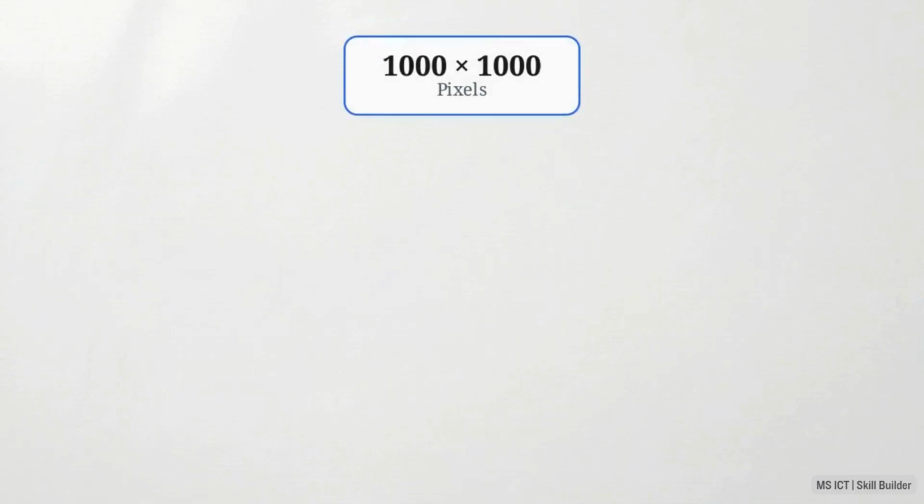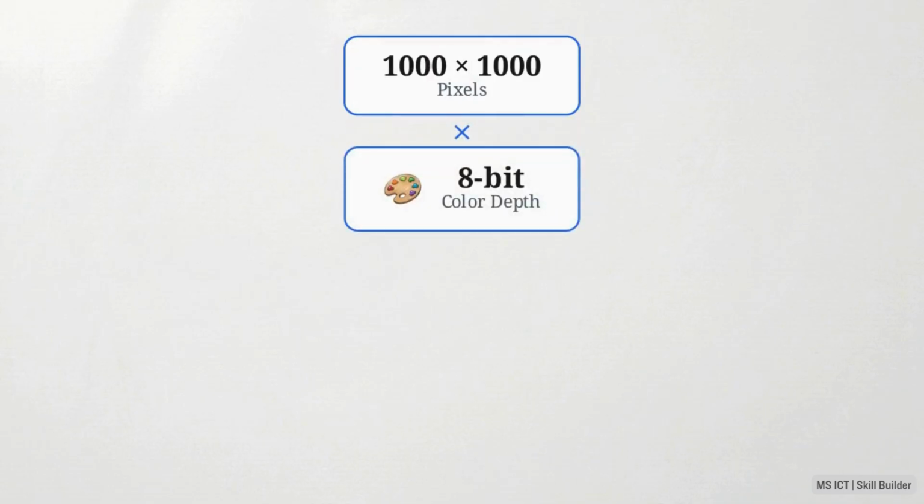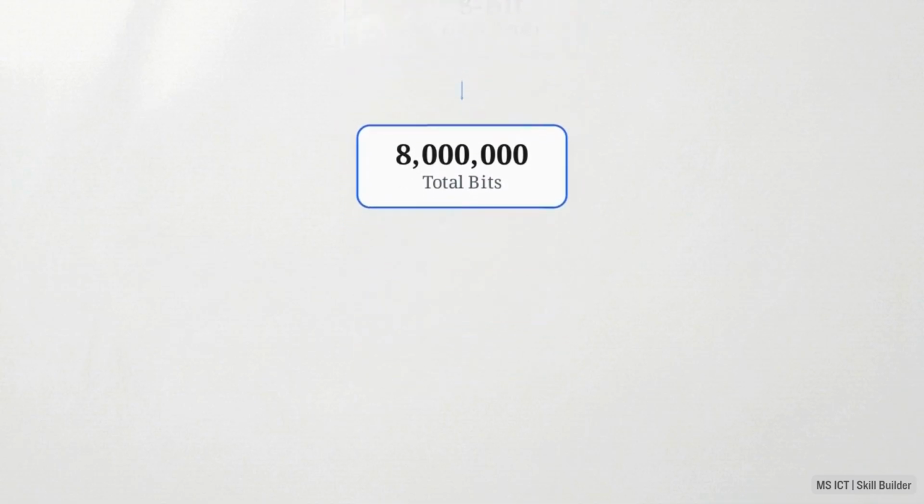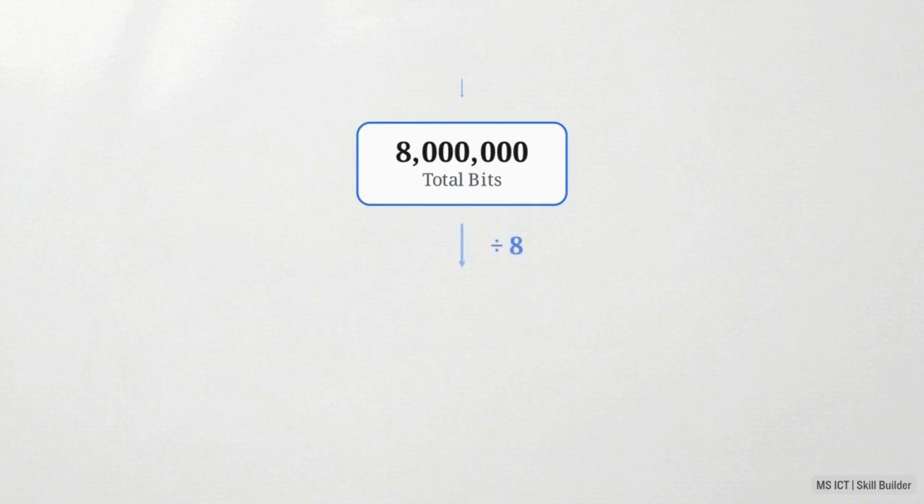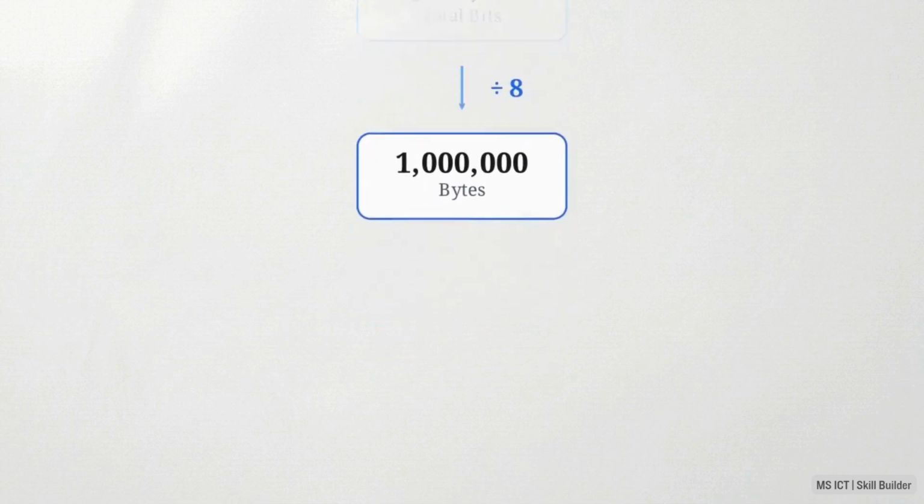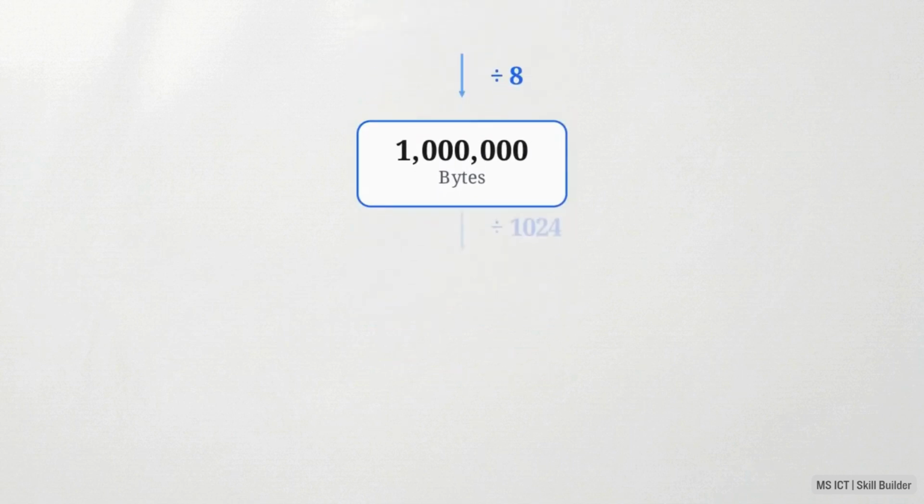We can calculate exactly how much space a single file occupies using these base 2 rules. For an uncompressed raw image, we multiply the total number of pixels by the color depth. A 1,000 by 1,000 pixel image with an 8-bit color depth requires 8 million bits. To make this number useful for storage, we have to group those raw zeros and ones into standard bytes. Dividing that total by 8 gives us exactly 1 million bytes.